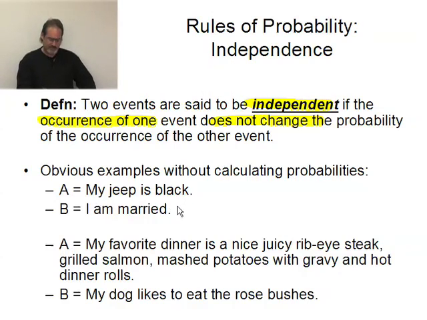Event A, my Jeep is black. Event B, I'm married. If you knew I drove a black Jeep, would you also know whether or not I'm married? There's no connection there. One's independent of the other.